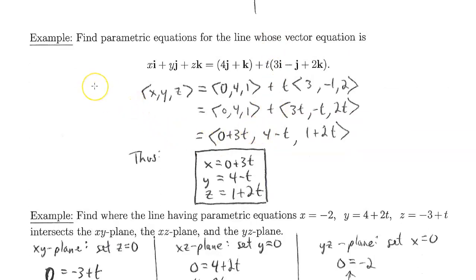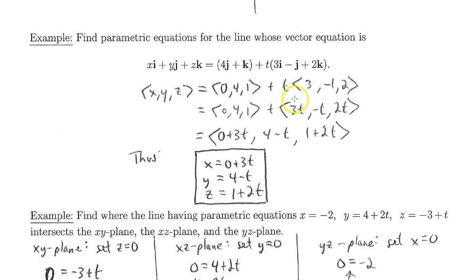Okay, now how can we kind of go in reverse? So suppose I give you the vector equation of a line, and I've written it in the ijk notation. Can we rewrite parametric equations for the line? Well, yeah, notice the left side is just <x, y, z>, and the right side is <0, 4, 1>. Now, why is there a 0? Well, it's 0i plus 4j plus 1k, and then plus t times <3, -1, 2>.